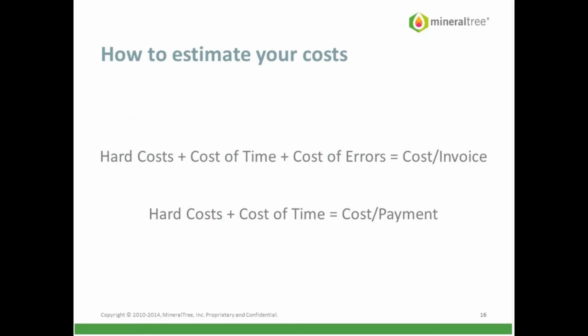And so, in a nutshell, it's simple, right? Your hard cost plus the cost of time plus factoring in some cost of error. That's what it's costing for processing the invoice. And then in terms of the payments themselves, it's just a matter of hard costs plus the cost of time.